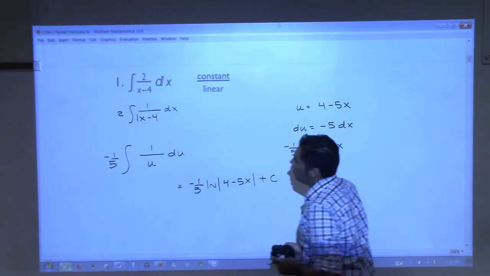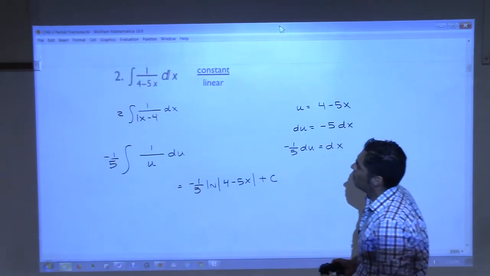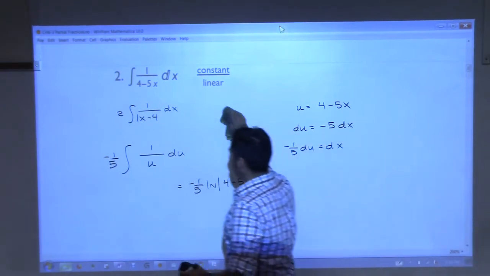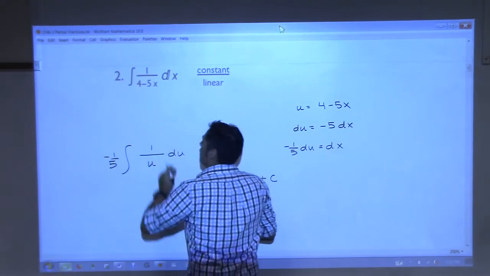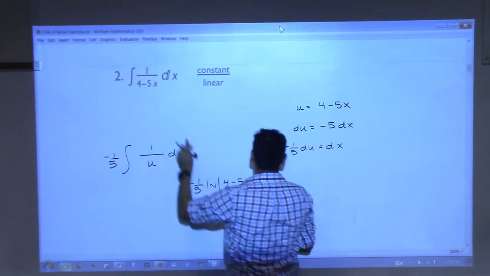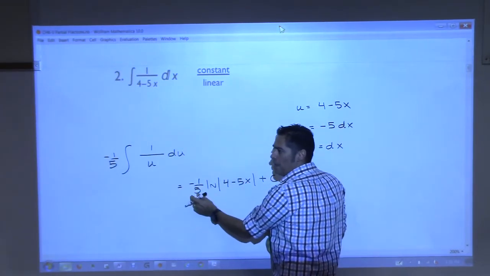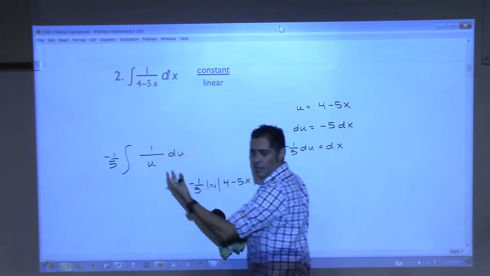If we go back to the second problem, here I have 1 over a linear function, right? And I know the antiderivative of this is going to be natural log of it. But I'm going to have to scale it by negative 1/5 to kill off that negative 5x, right?